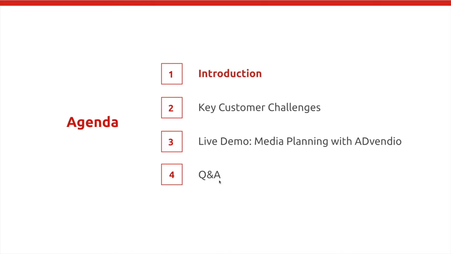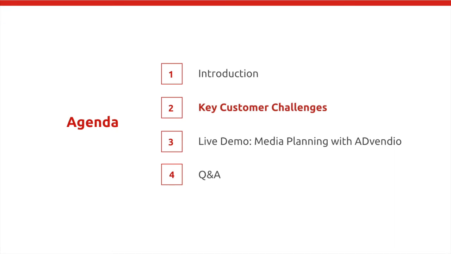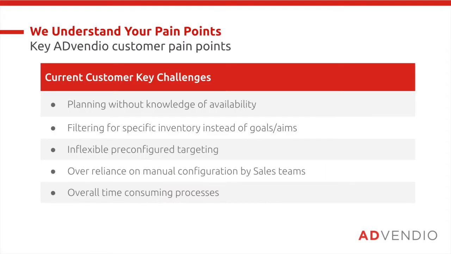Okay. So of course, there are a number of key features which come under the topic covered in our webinar today. And those are check availability directly in the media search, content and targeting group filtering, flexible targeting sets, and ad hoc targeting options. And of course, these features have been designed to help users who encounter key challenges in their planning processes.